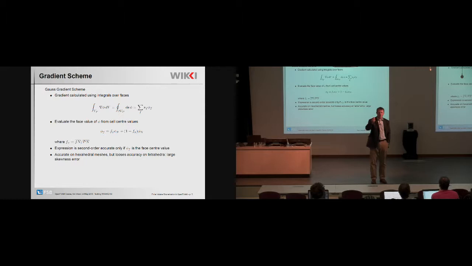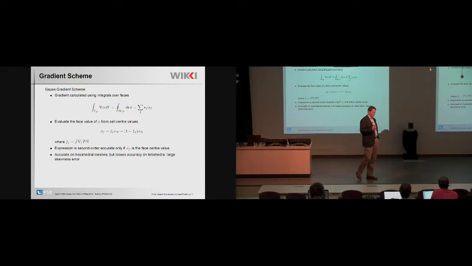Okay? Now, what happens if the line between P and N doesn't go through the middle of the face? Well, your gradient is not second order accurate, which is a little bit of a problem, but it is not a disaster. Unfortunately, accuracy of gradient calculation will kill me later. Okay? So for the cases where the mesh is distorted, I have to find myself a better discretization procedure.